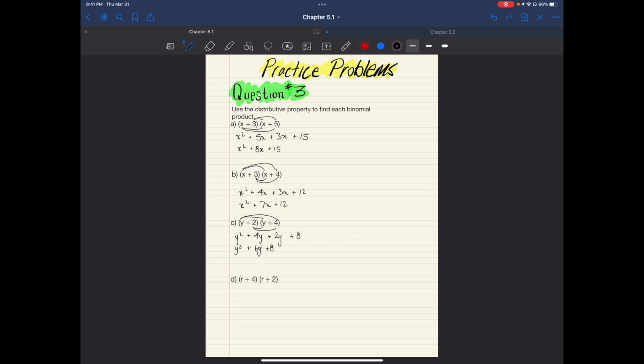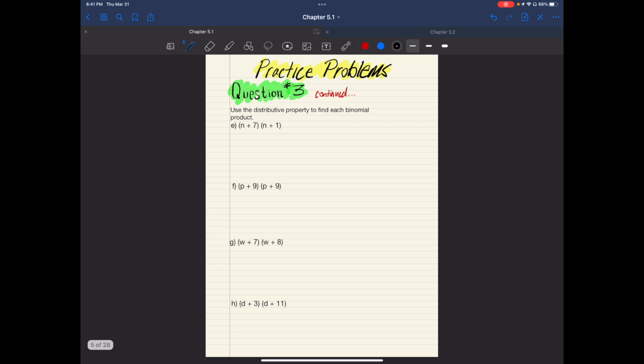Next one, same thing, except with r. r squared plus 2r plus 4r plus 8. Combine like terms, and we're left with r squared plus 6r plus 8. Question 3 continued. So same thing. I'm going to stop drawing the arrows now, and hopefully everyone can still follow along.